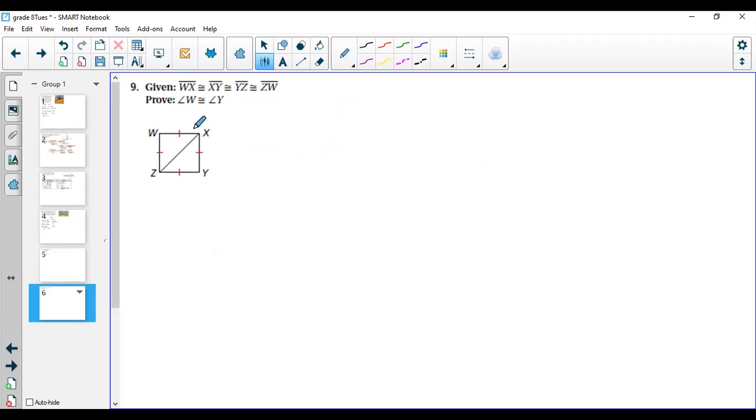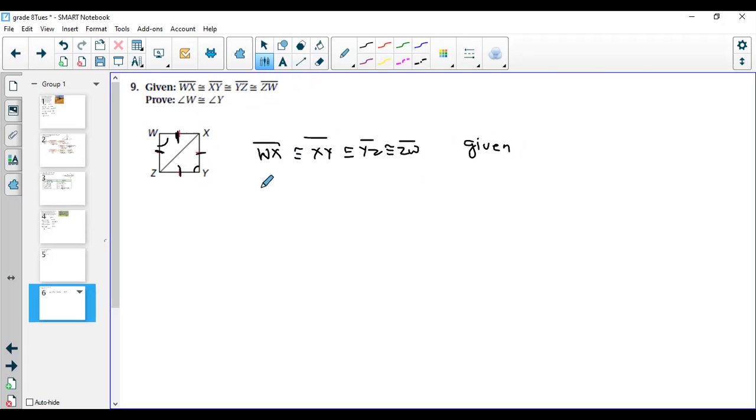WX is congruent to XY and YZ, all the sides are congruent. So we need to prove that angle W is congruent to angle Y. Okay, now we know that this side is equal to this side is equal to this side. All of them are equal to each other, right? So we are already using two sides of the triangle. So we will first write this as given. Now I'm not writing that step. Okay, let me write that. WX is congruent to XY, which is also congruent to YZ, which is also congruent to ZW, because this information is all given. What else information can we get from this figure?